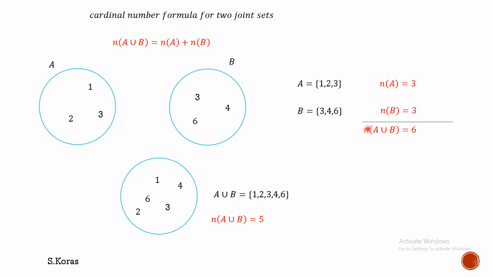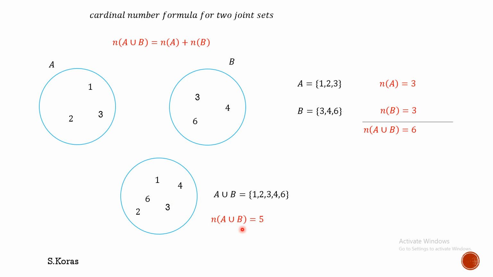Our n of A union B is equal to 6, because we have the formula n of A union B is equal to n of A plus n of B. 3 plus 3 gives us the answer 6. But in original, our n of A union B is only 5, because we have united these two sets and we have the result, and our result is like this. So we received 5 elements.